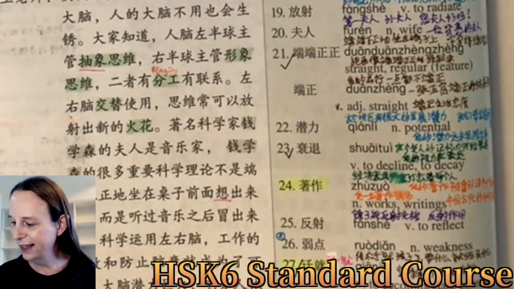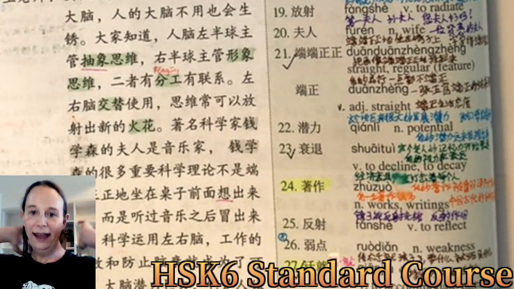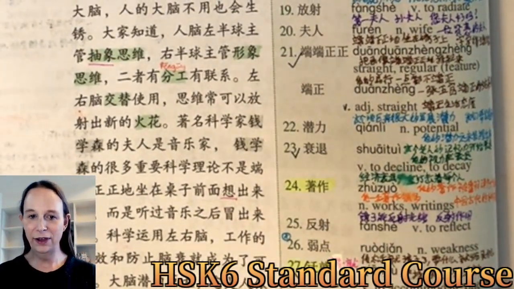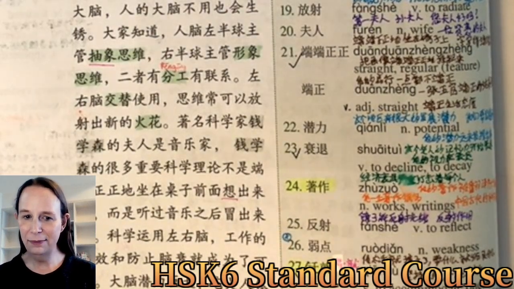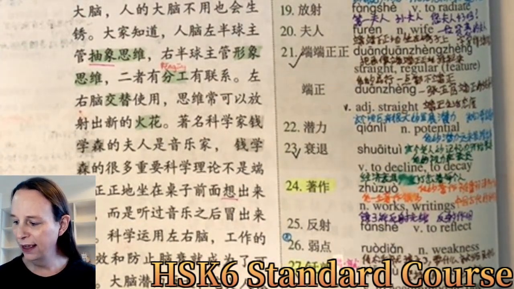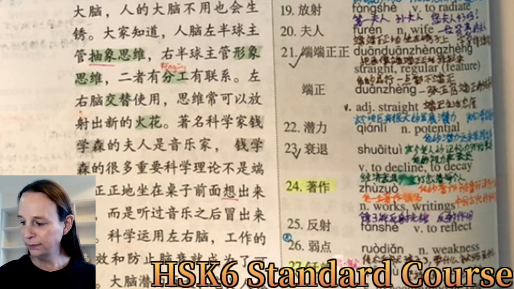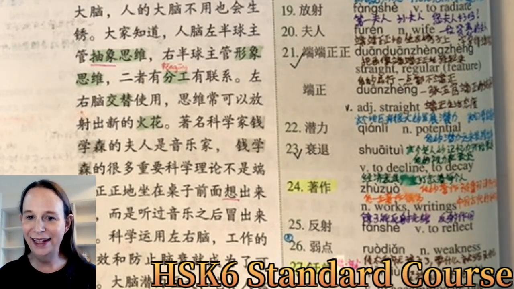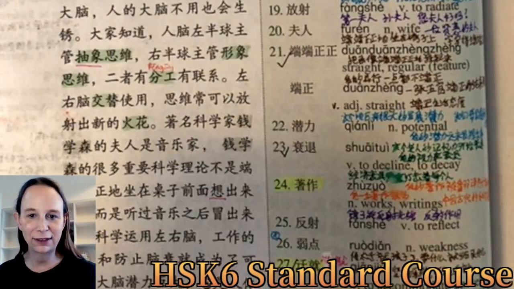All right, what's next? 衰退. Decline, decay. These are good translations. It is a verb. We talked about 衰老, right? So it's the same 衰 as in 衰老. 衰退. 衰老 is like decline through aging, whereas 衰退 is just declining in general.